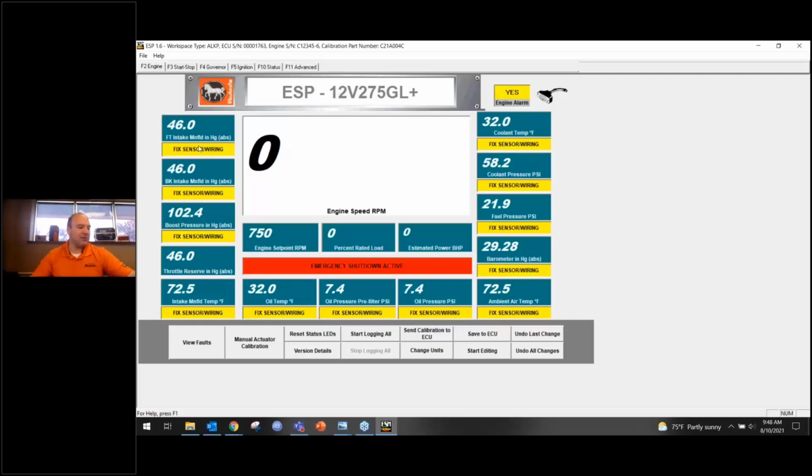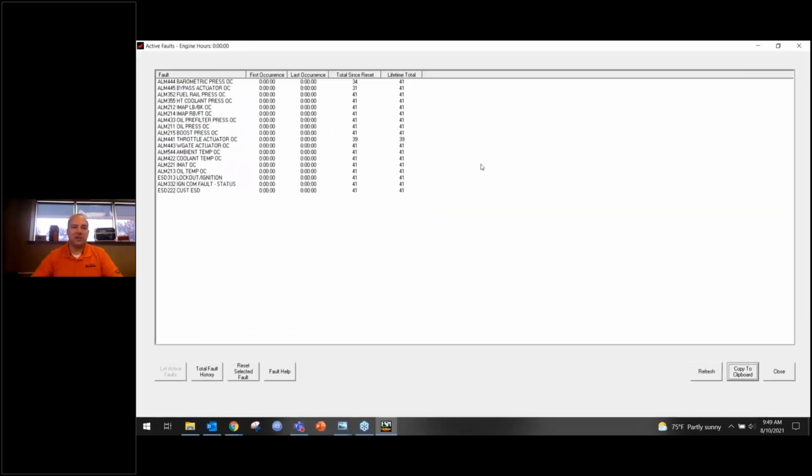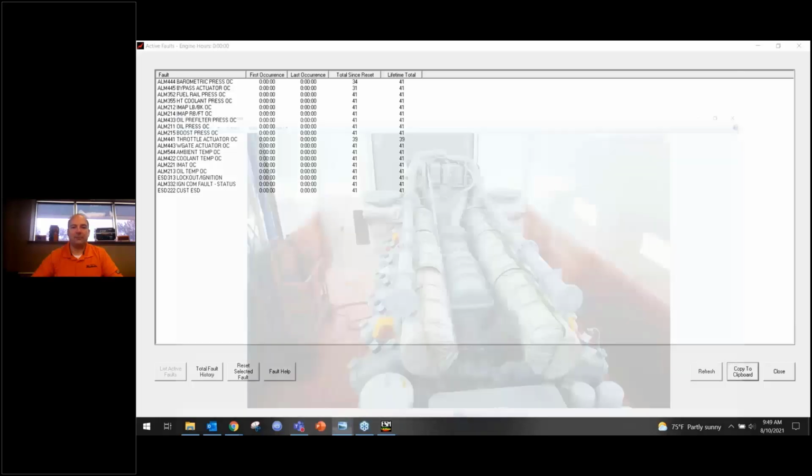So now it's back to looking at our faults. If I hit my view faults down in the lower exit bar, it's going to pull up a different batch of faults than what we had before, because this ECU doesn't have any of the circuits or any of the sensors connected. So all of my alarms are OCs. But I want to run through a little scenario with you, a little story that we got.